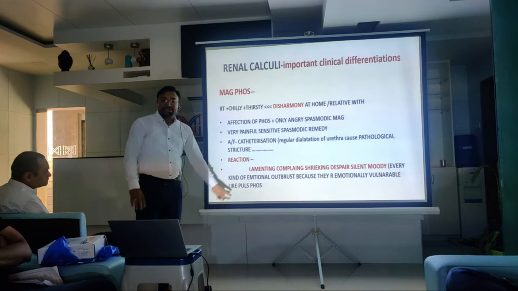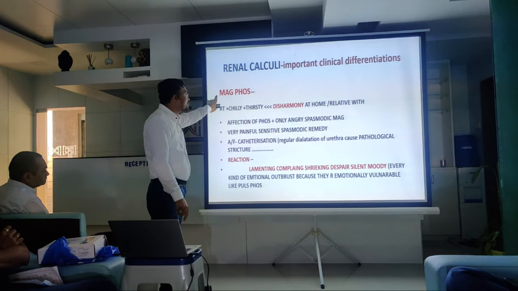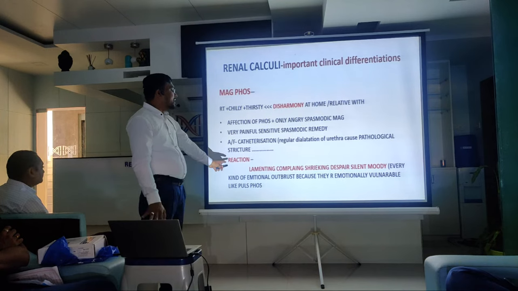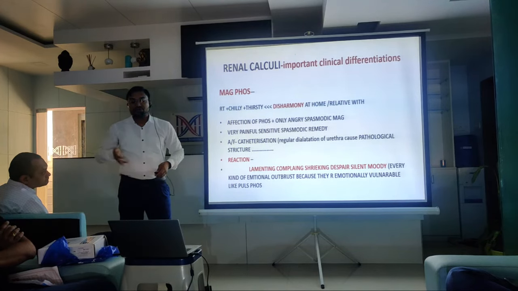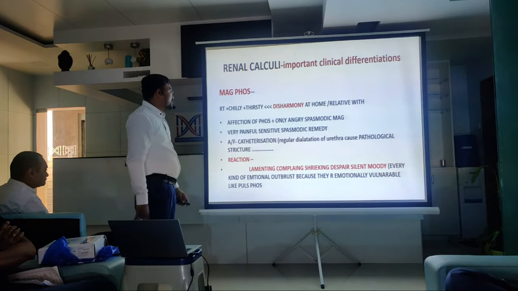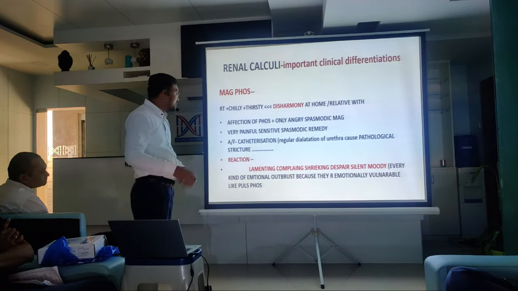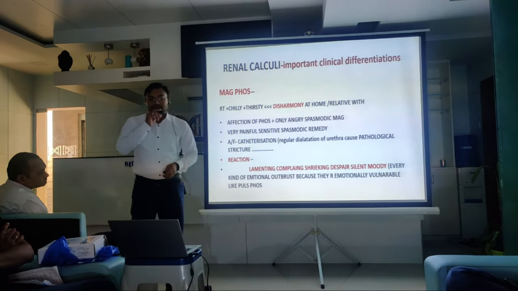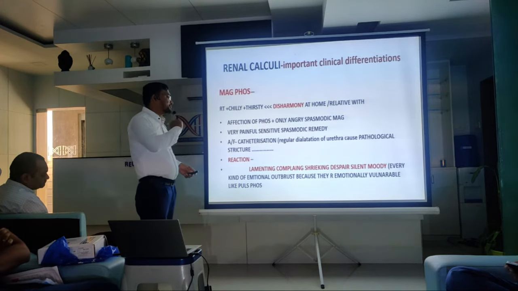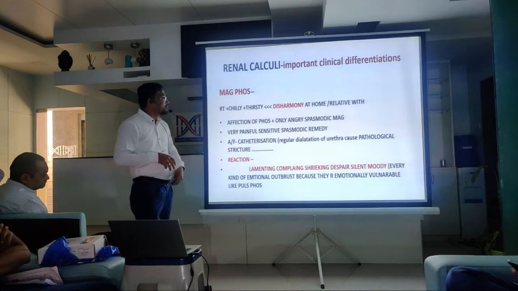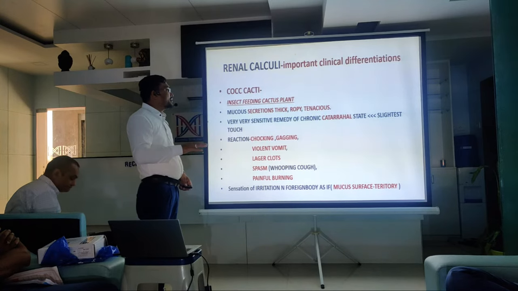Now the reaction as a trait in differentiation, every emotion is there as a reaction. You can make out Mag Phos. So with pain there is lamenting, complaining, shrieking, despair, silent, moody, everything with pain. You just retrospectively go into the repertory, this is there. So every kind of emotional outburst, because they are emotionally vulnerable like Pulsatilla, right? So if you find disharmony, if you find the sensitivity of phosphorus, if you find spasm, Mag Phos, the remedy is Mag Phos.